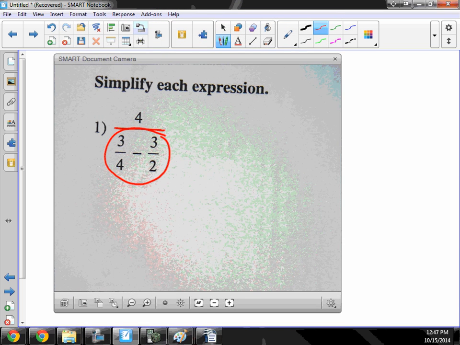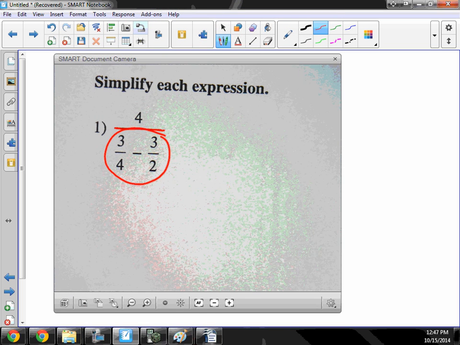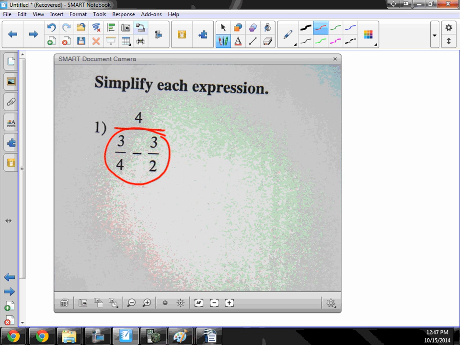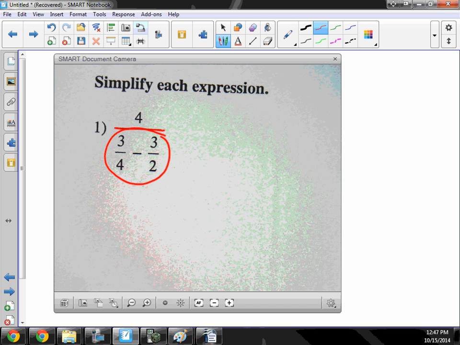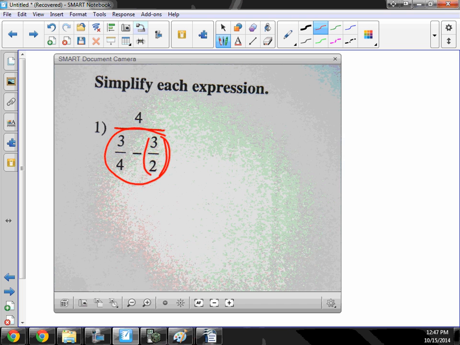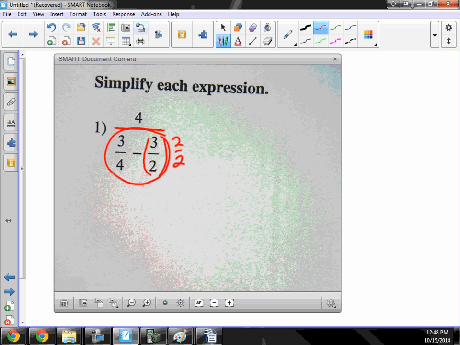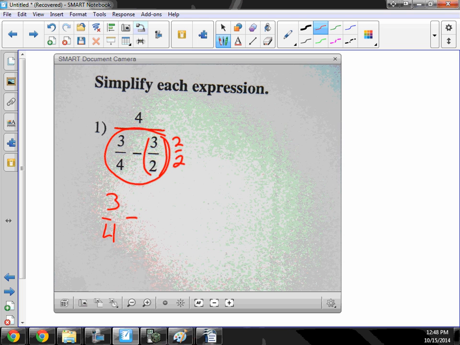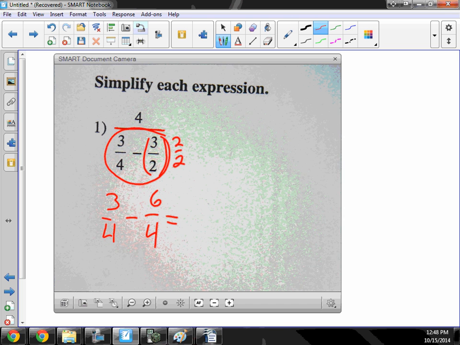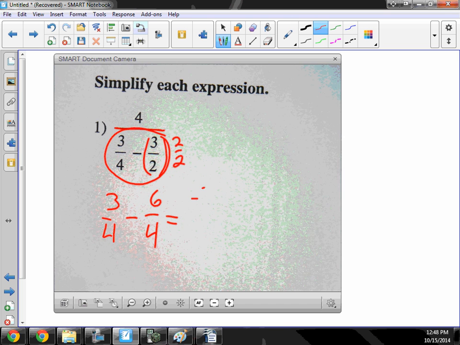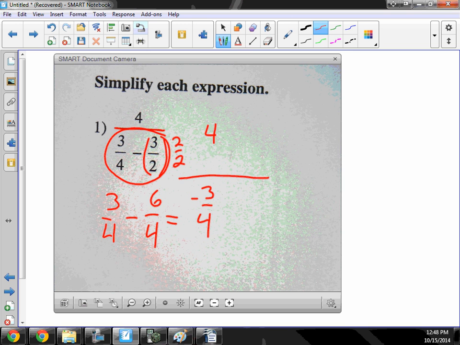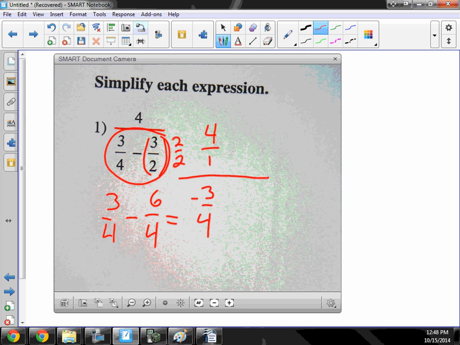Before we can perform that division, we need to figure out what the denominator is. So how do I do 3 divided by 4 minus 3 divided by 2? I'm going to double this 2 over 2. So 3 over 4 minus 6 over 4 equals negative 3 over 4. And this would be 4 over 1. Everybody see that?